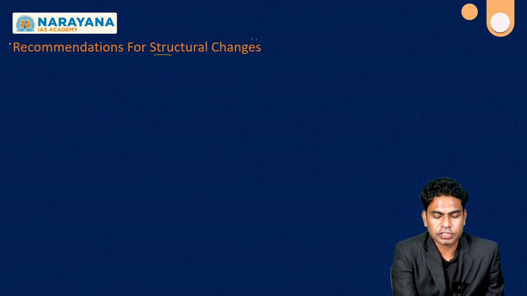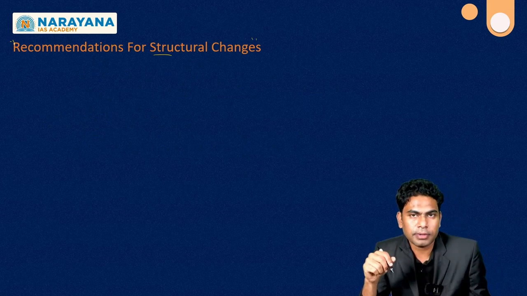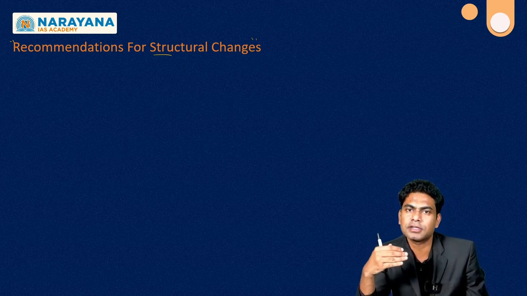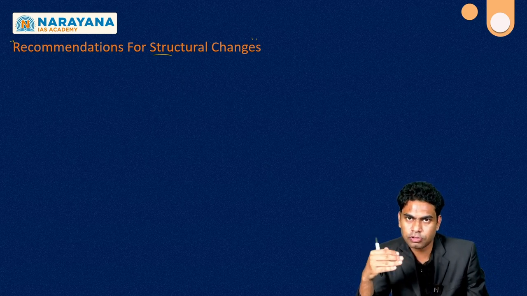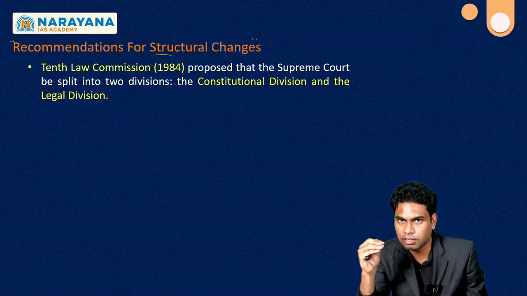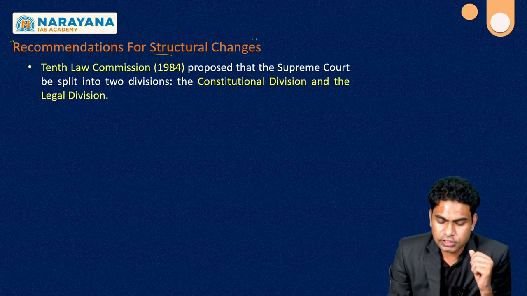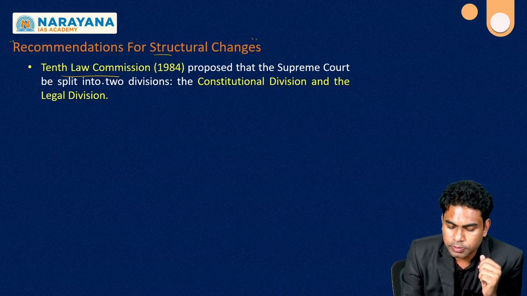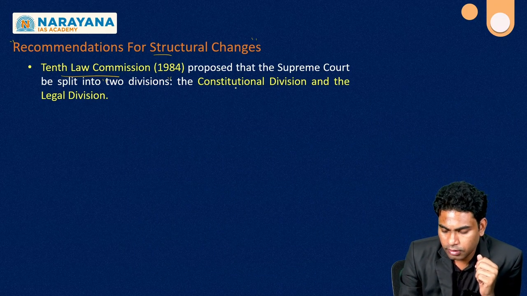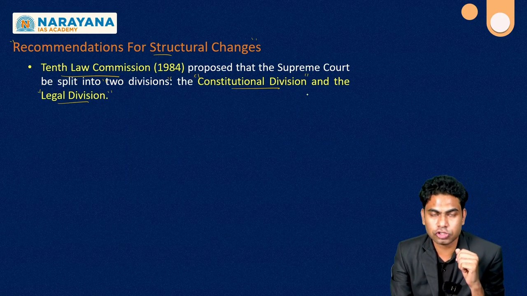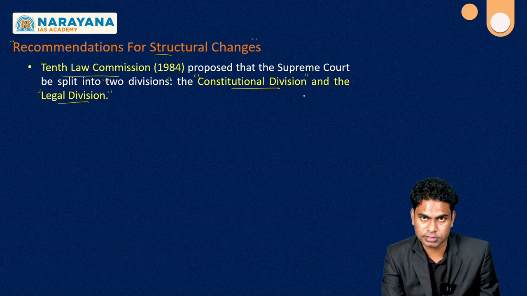What are the recommendations for structural changes? The reason for recommending structural changes is to see that constitutional cases happen as frequently as possible, as per the requirement of the country. There are certain recommendations given by law commissions as well as case laws of the Supreme Court. One such recommendation is by the 10th Law Commission, which stated that the Supreme Court should be split into two divisions: one, the constitutional division, and the other, the legal division. As the name suggests, one deals with constitutional matters, the other with non-constitutional matters.